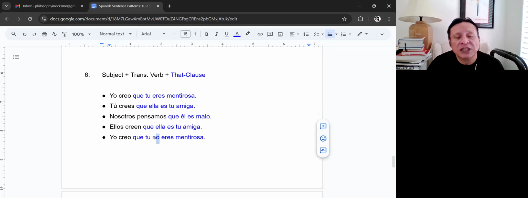Here I just put a negative statement, but that doesn't change anything. We're still using the same grammar. We just made the that clause negative. Keep in mind, we didn't make the main clause negative. I'm only making the verb in the that clause negative. Doesn't change anything as far as this grammar.